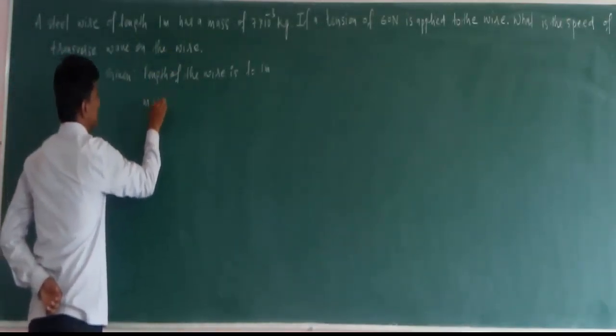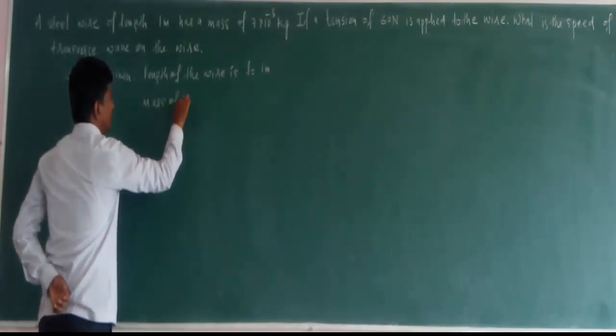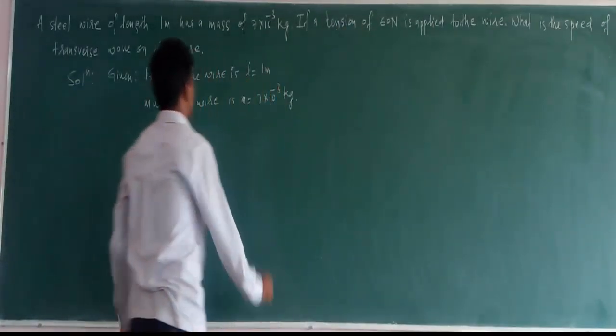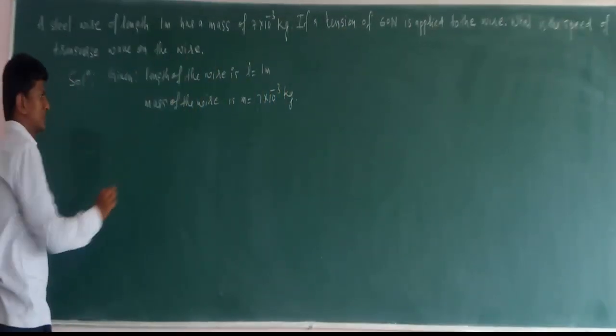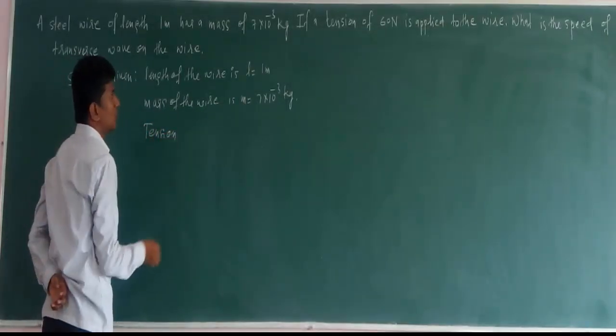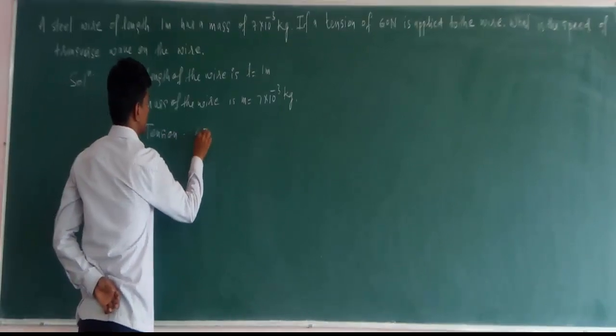So the mass of the wire is M = 7 × 10^-3 kg. Along with this, they also give the value of tension. How much is that tension? This tension is nothing but a force. Tension is equal to 60 Newton.